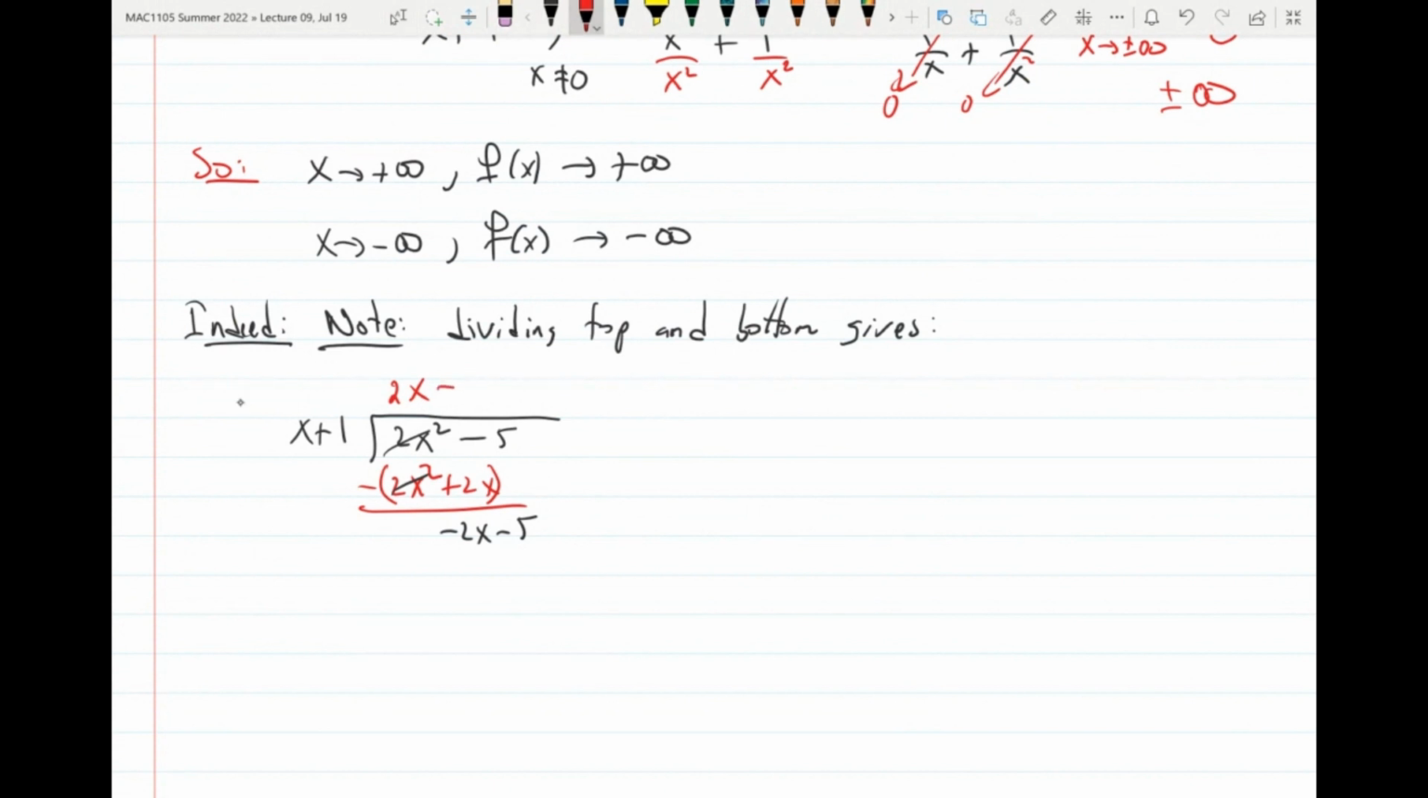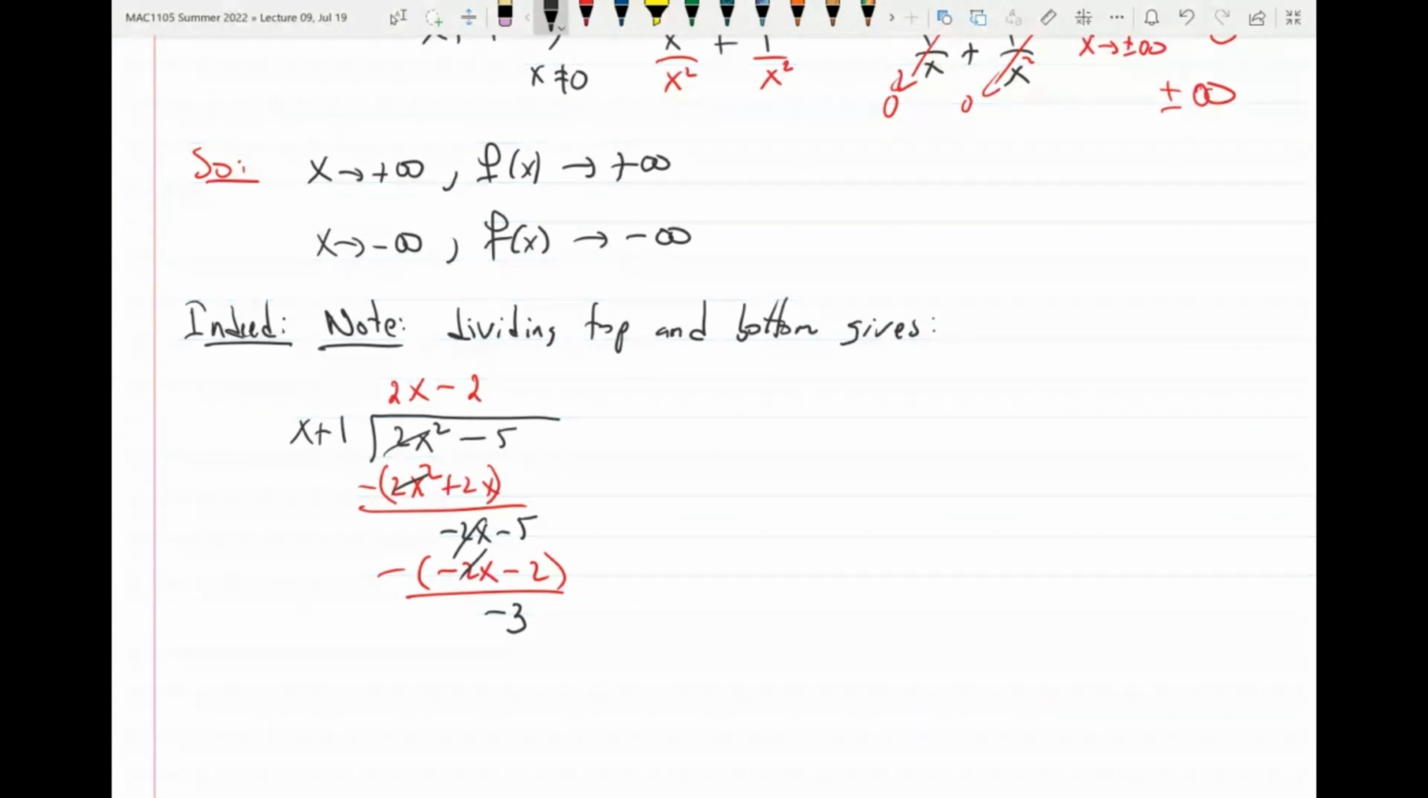So we do minus 2. Again, minus 2x minus 2. You subtract. This is gone, and then we get a negative 3, because the degree here is less than this one. This is degree 0, so we stop. This is the remainder, and this is the quotient of the division. Yes? So this equation right here is a line. This is what we call the oblique asymptote. Because what does this mean?